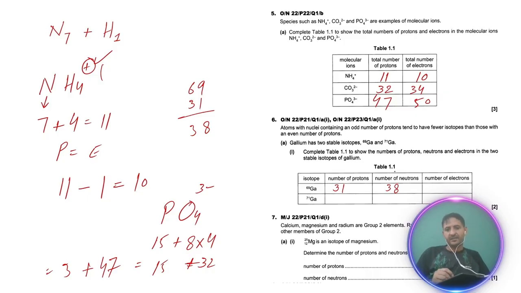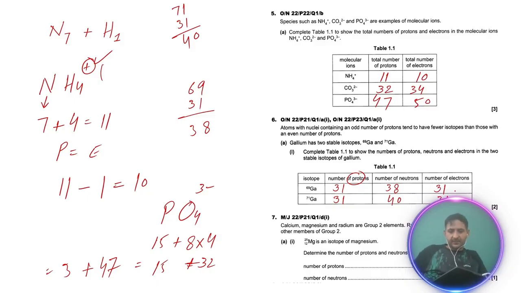Next we have the number of electrons. You know the number of protons is equal to the number of electrons. How many protons are there? 31. There is no positive or negative sign, so the number of electrons is 31. Now for the other gallium isotope, the number of protons is similar, 31, and here we have 71. So 71 minus 31 is 40. The number of neutrons is 40, and the number of electrons is still similar.